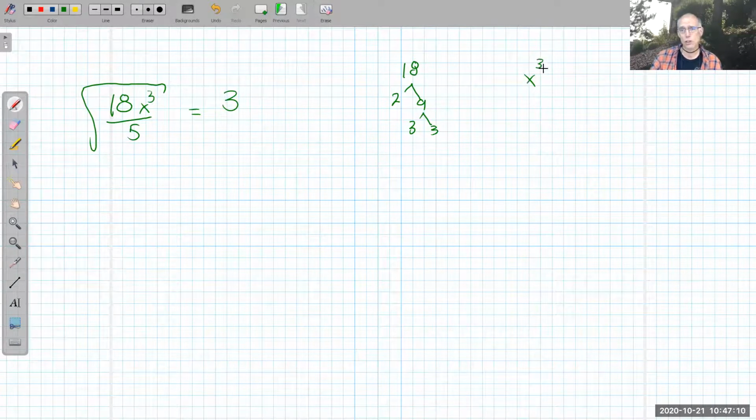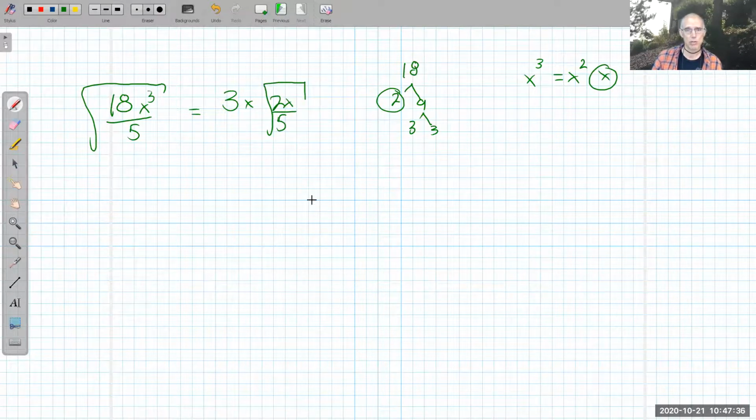X cubed, well, a cube has a pair of x's with 1 left over. So one of those x's will pop out, right? The x squared, one of those pops out and leaving that x behind. So I'm going to get 1x out. And let's see, inside at the moment, I'm going to have a 2 and an x. So, and we still have a denominator. So we have a 2x and we have a 5 in the bottom.